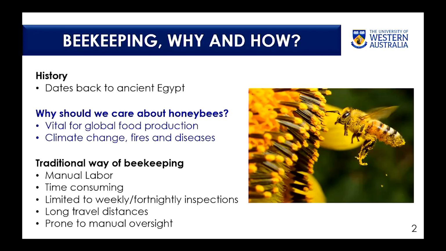And bees are not doing very well because of climate change, fires, and diseases. With a growing human population, there is an urgency that we keep up with the demand for food. And for that, we need more pollinators. If bees are on the decline, that means we cannot get the pollination that is required.